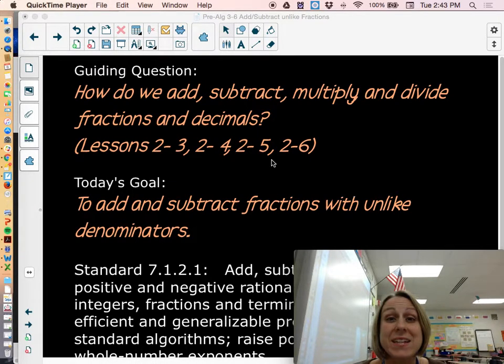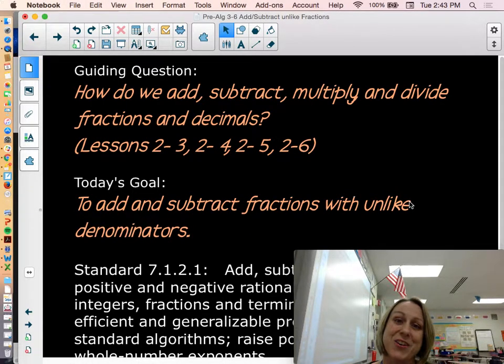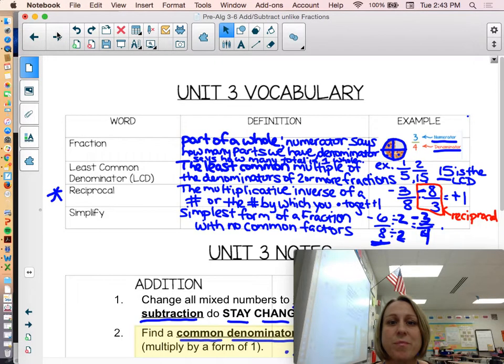Today we will be adding and subtracting fractions that have unlike denominators. So we're looking at adding, subtracting, multiplying, and dividing, but right now we're adding and subtracting fractions, and today's goal is to specifically look at ones that have unlike denominators. And the standard's still the same as yesterday.